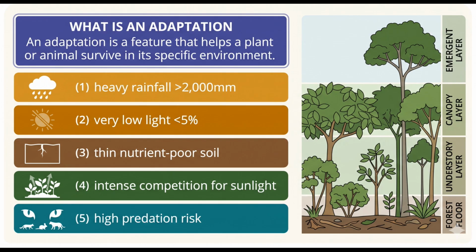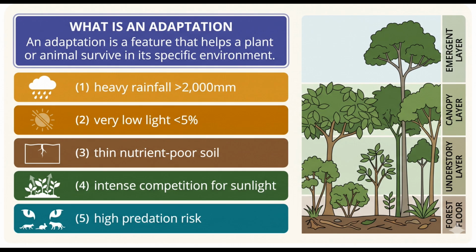Before we look at specific adaptations, let us be clear about what an adaptation actually is. An adaptation is a feature of a plant or animal that helps it survive in its specific environment. Adaptations develop over thousands of generations. Individuals with useful features survive and reproduce. Those without them are more likely to die.